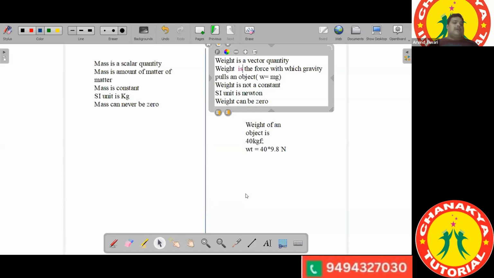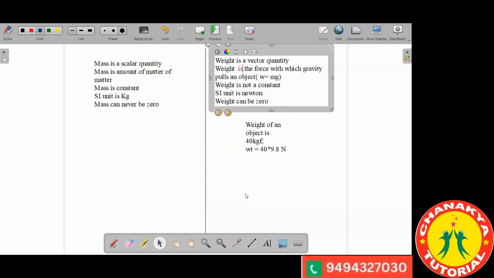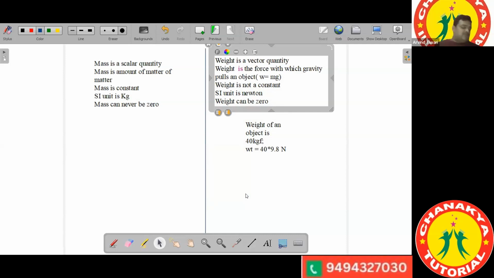We know that the value of acceleration will be 9.8 when gravity pulls any object. But then when we are writing the weight of an object, isn't it already multiplied by 9.8? If you are writing the unit as Newton, that means it is multiplied by 9.8. And if you are writing it as kilogram force or gram force, then that is not multiplied. Then you have to multiply it and convert.